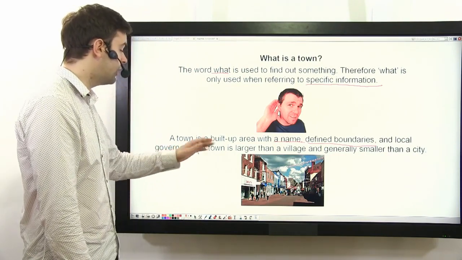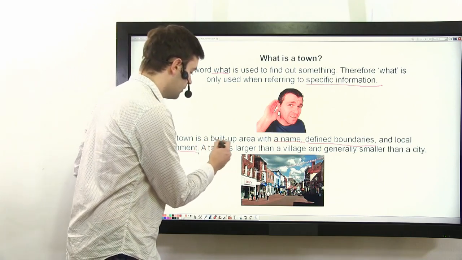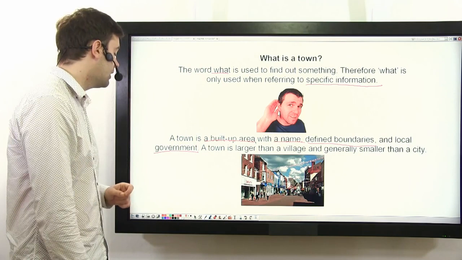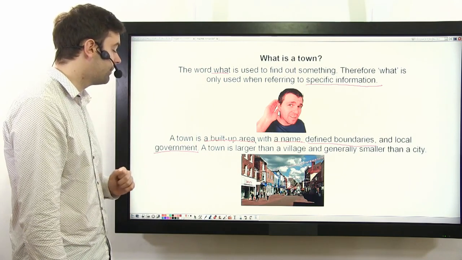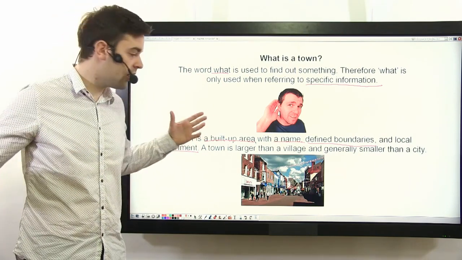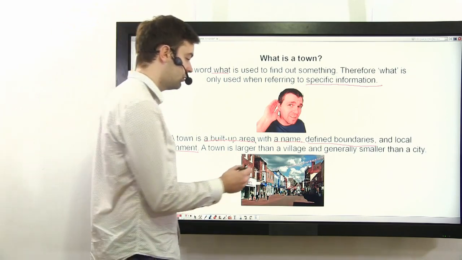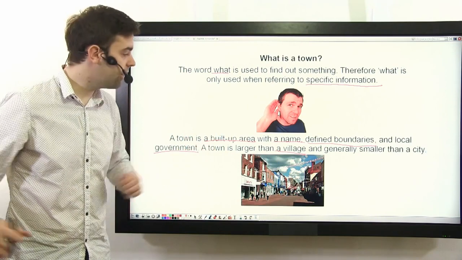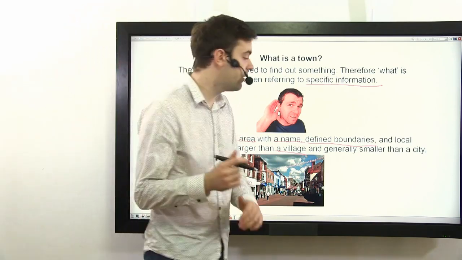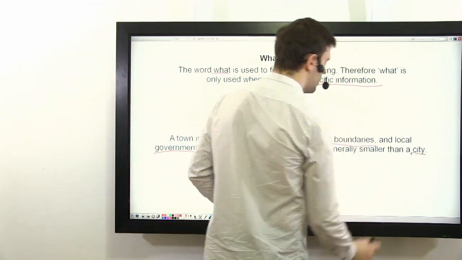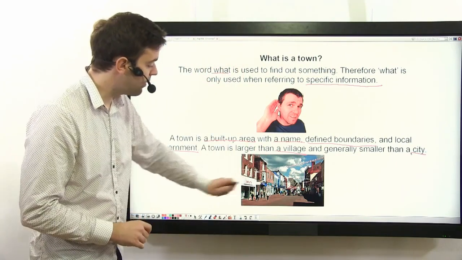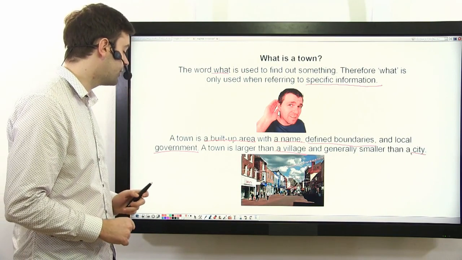So, a town is a built-up area with a name, defined boundaries, and local government. A town is larger than a village, and smaller than a city. And here we have a picture of a town.